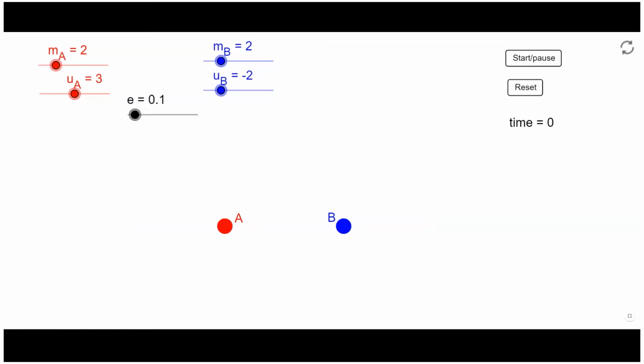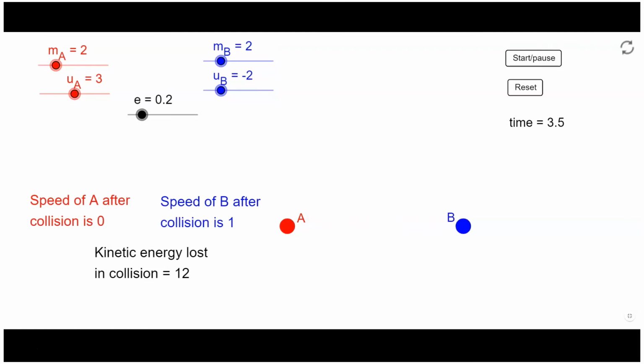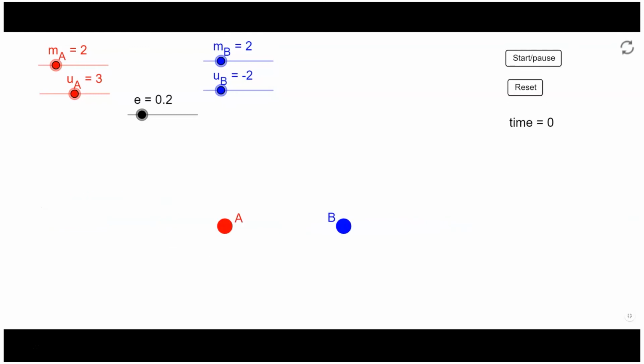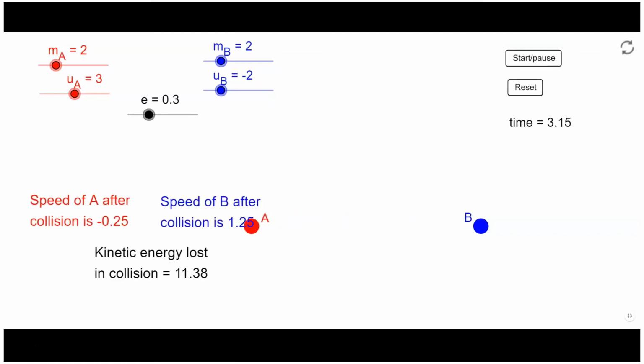Let's see what happens if E changes to 0.2. Here we can see that A comes to a standstill and B moves back in the opposite direction to where it began. If I change E again, this time to 0.3, we can see that now A rebounds and goes in a different direction to its initial direction of travel. So three different values of E, quite close together, cause three very different results.